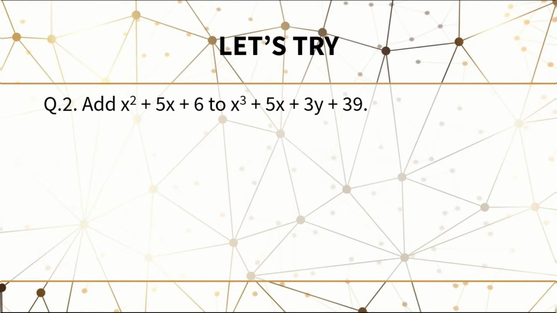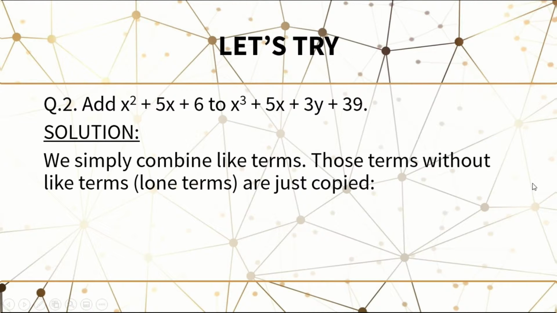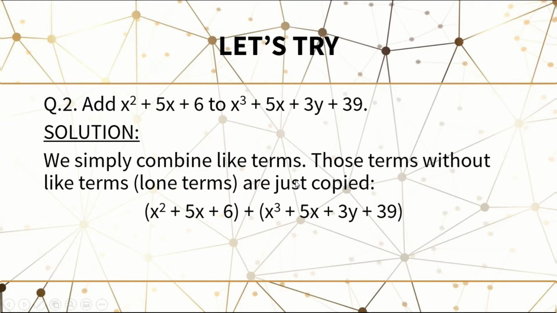Add x squared plus 5x plus 6 to x cubed plus 5x plus 3y plus 39. Pause the video if you'd like to give it a try, but here is the solution. Ito pala. Pagka yung mga terms na walang like terms sa bawat expression, halimbawa yung x squared and x cubed dito, pati itong 3y, kopyahin nyo lang sila doon sa operation. Tapos, ang intindihin nyo na lang dito yung meron like terms.